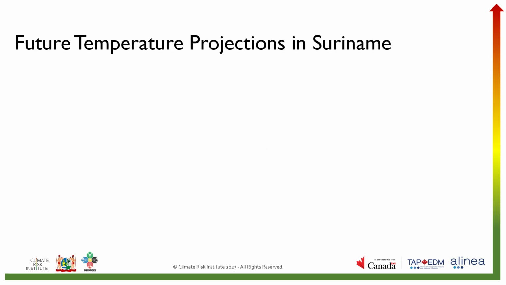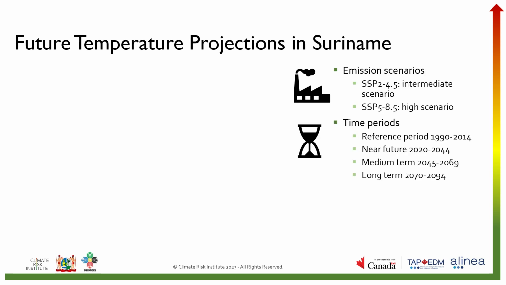What will temperature in Suriname look like in the future? The State of Climate Report assessed 2 emission scenarios. So remember in Module 1, we talked about different emission scenarios. We talked about SSPs. The State of Climate Report looked at SSP 2 4.5, which is the medium or intermediate emission scenario, and SSP 5 8.5, which is a very high emission scenario.